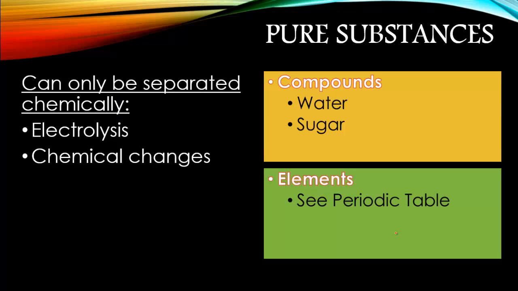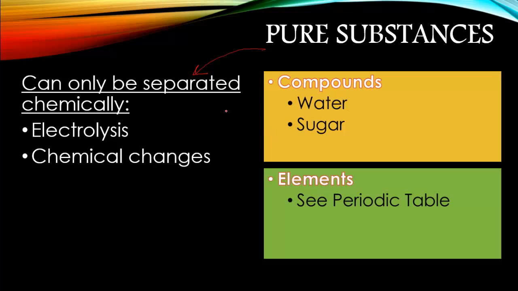If you cannot separate them, they are considered to be pure substances. However, that does not mean pure substances cannot be separated. For pure substances to be separated, it has to be done chemically, either through electrolysis or some other kind of chemical change. So pure substances, although they are considered pure, can still be compounds, as long as they can't be separated by any of the ways in the previous slide. So water and sugar are pure substances, but they can be separated.